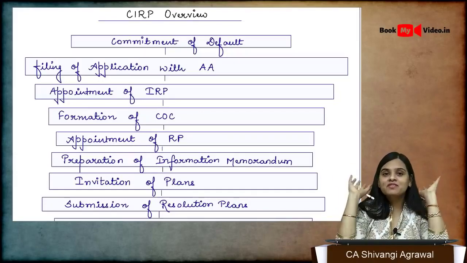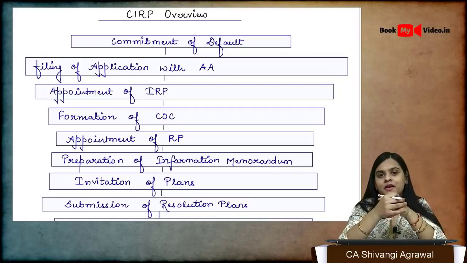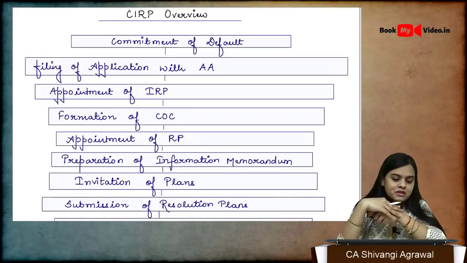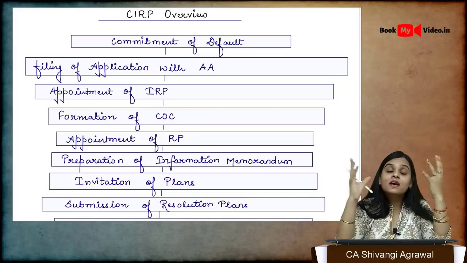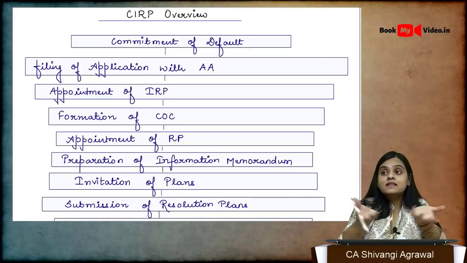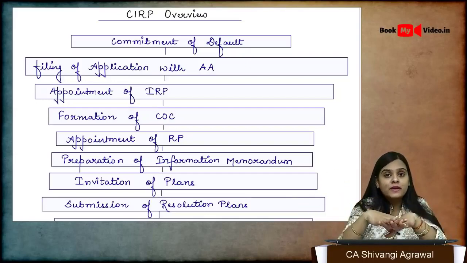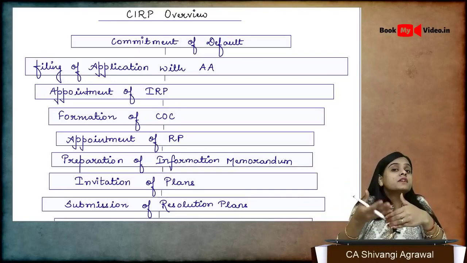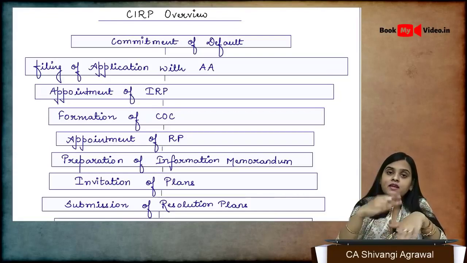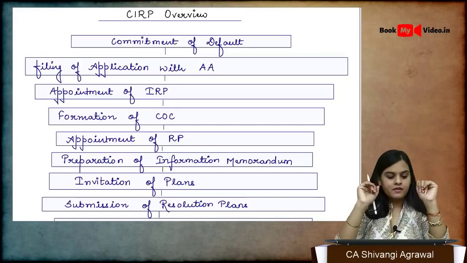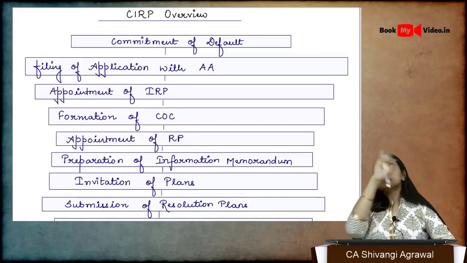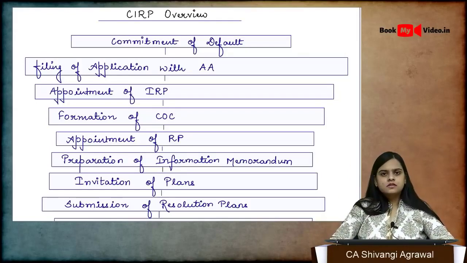Otherwise, the IBC will be flooded with applications, right? And it will be very difficult for them to manage the same, right? Earlier, the amount was 1 lakh only. What the authorities realized was that they had a lot of applications flowing, so it became difficult for them to manage. So now the amount has been increased to 1 crore. Now, let's talk about the whole overview of CIRP.